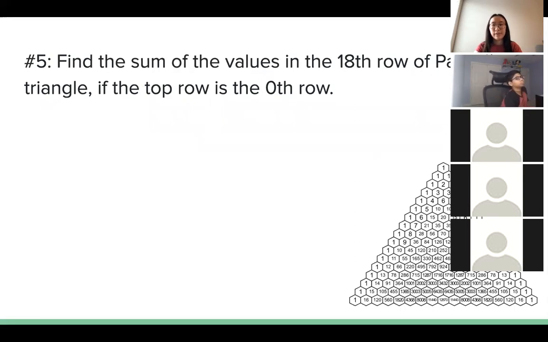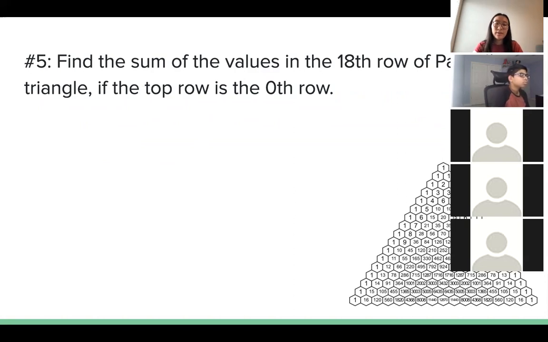Find the sum of the values in the 18th row of Pascal's triangle if the top row is the 0th row. All right, did any of you get the answer for this problem? Jivitesh, if you said something, I think you were muted. Oh yeah, I said I don't memorize the 18th row, so I didn't do it. All right, that's fine.